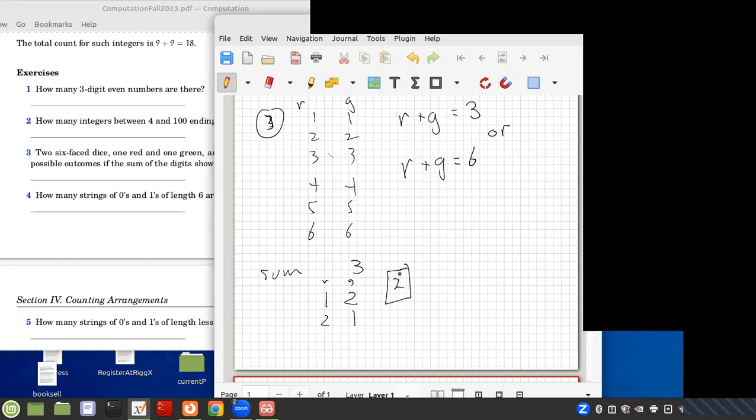So the number of choices for 3 here is 2 to get 3, right? What if I have 6? Well, I can have a 1 and a 5, or let me see, a 2 and a 4, or a 3 and a 3, or a 4 and a 2, or a 5 and a 1, right? So there's 1, 2, 3, 4, 5 choices here. So the total number of choices equals 2 plus 5 equals 7.